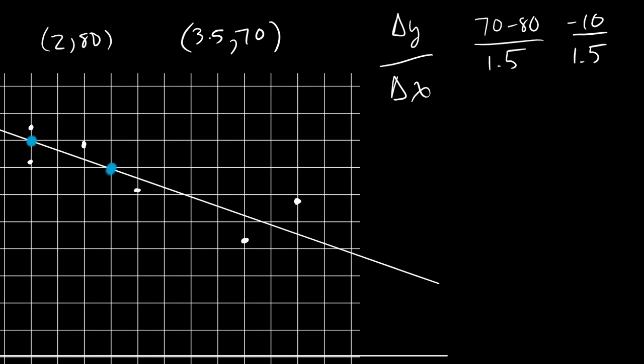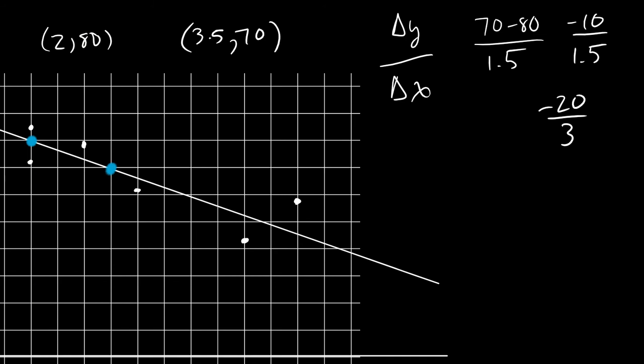And when I do that, I get negative 6 2/3, and my preference is to go ahead and just express that as the fraction negative 20/3. So this is negative 20 over 3, so down 20 over 3 units. That's what I'm describing as the slope of this line, right? This is the slope of the line.